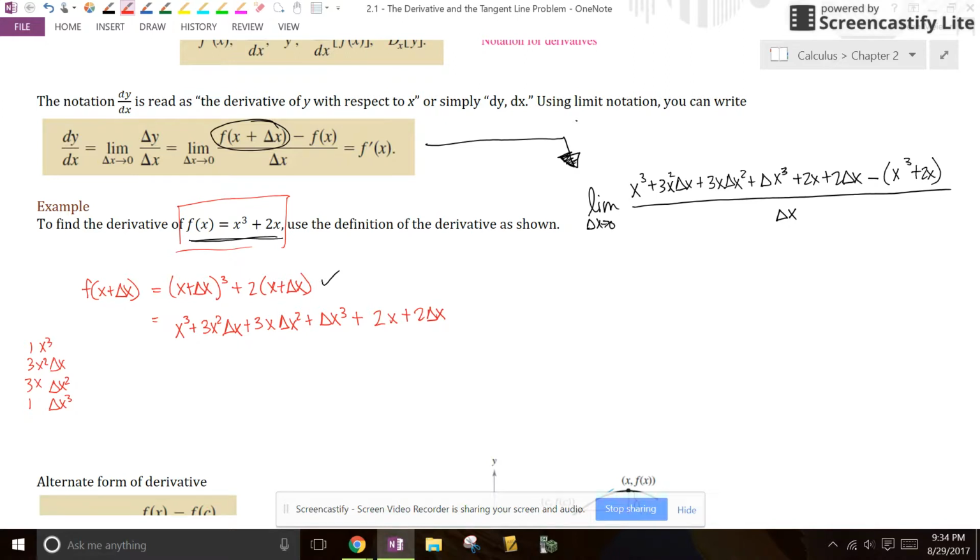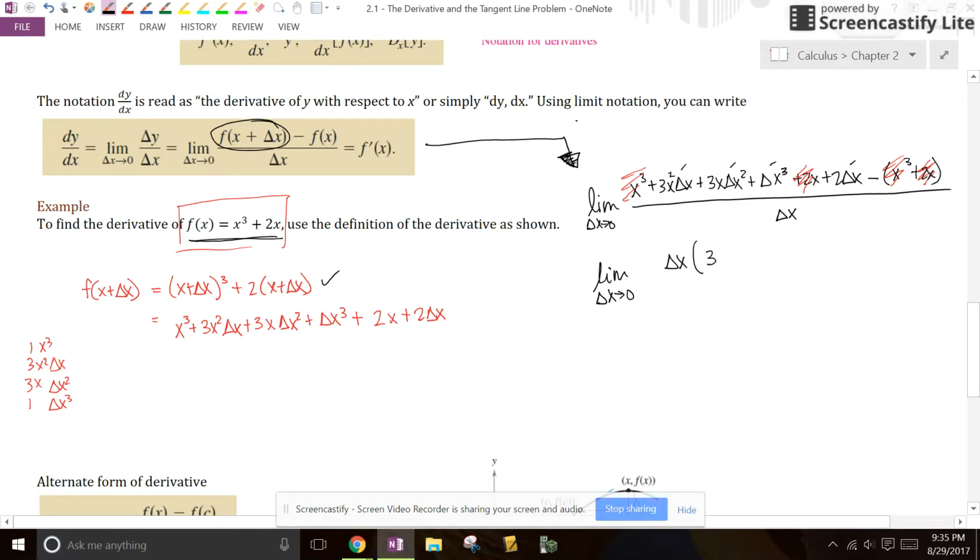So I start trying to do some algebra. I noticed this x cubed cancels out with this x cubed because it gets subtracted. I noticed that this 2x gets canceled out with this 2x because it gets subtracted. So that's feeling pretty good. The next thing I notice is that everybody has a delta x in them. That's convenient, really. So let's factor it out.